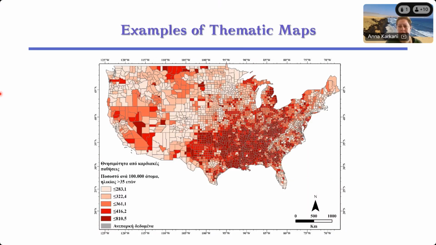Another example of a thematic map you can see here. This is a map of death rates from heart disease in the United States from 2017 to 2019. And we can see again the different data depicted on this map. So, questions so far?